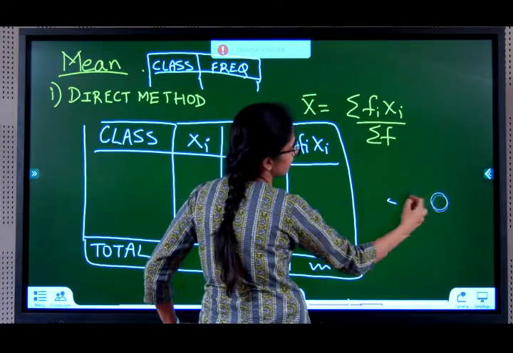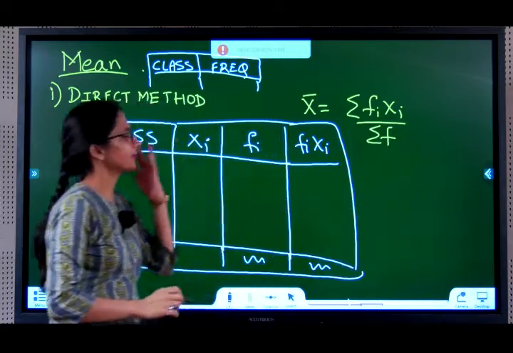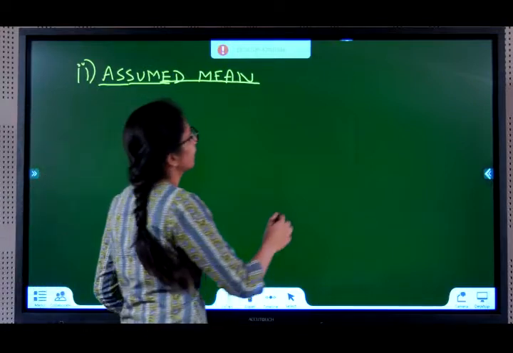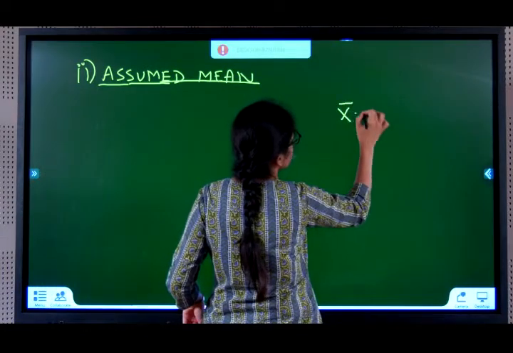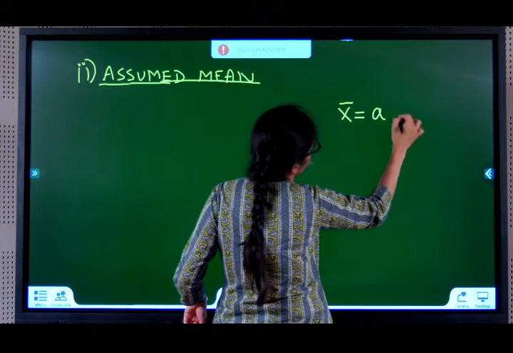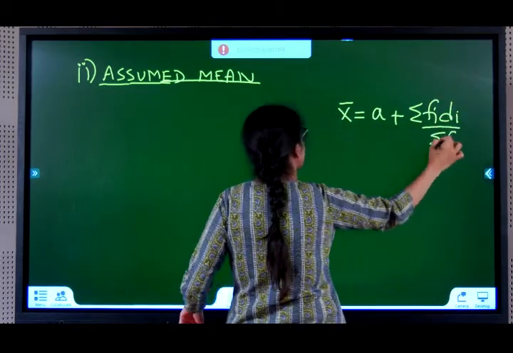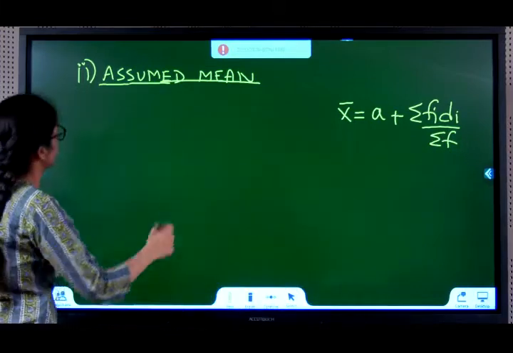That's what you have to write in a summation completely. But you can ignore it and write this much. It is fine. We next come to the assumed mean method, in which the formula is given as the mean x bar is A plus summation fi di by summation fi. Let us see how we get all these values.